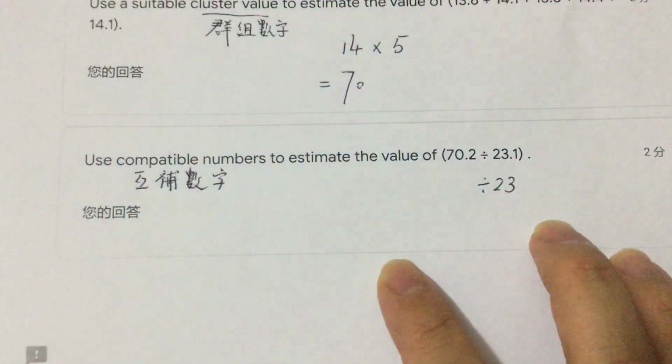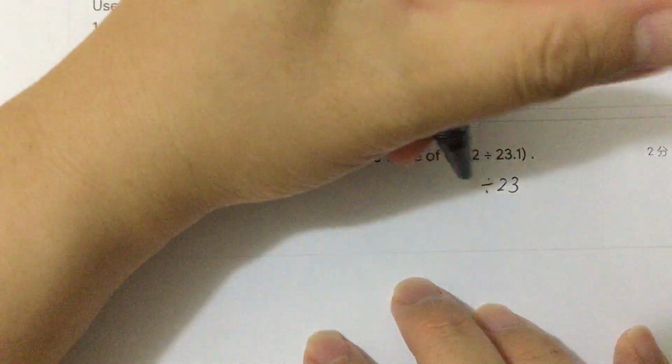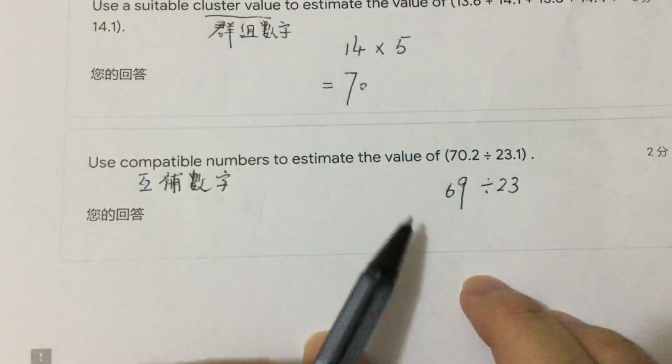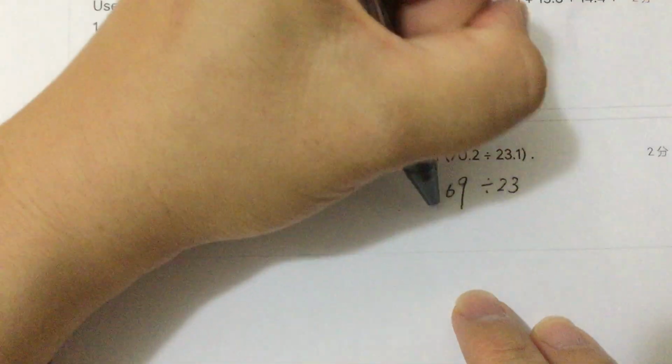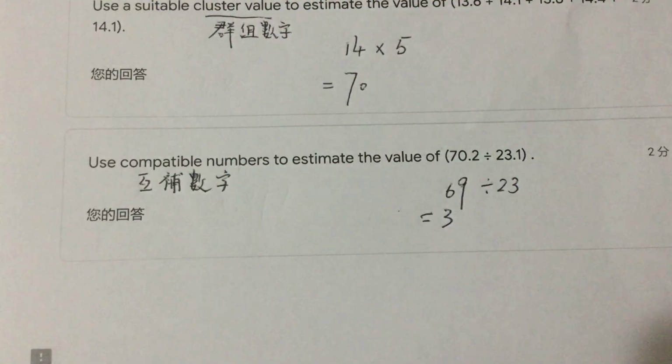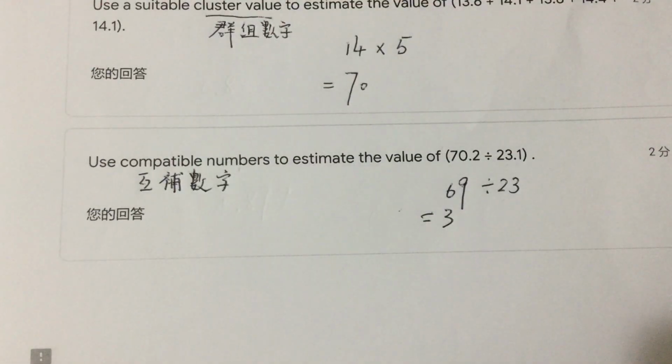So that we know that for 23 times 3, this is 69. Why don't we change it to 69 divided by 23? So it's close to these two numbers, and we will get the answer, which is 3, immediately. We will never get a very long estimation.